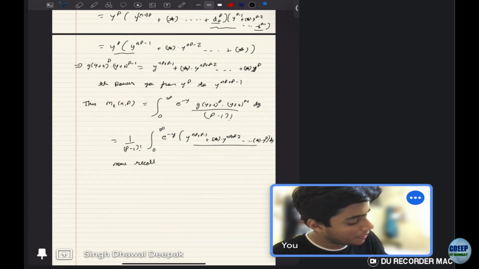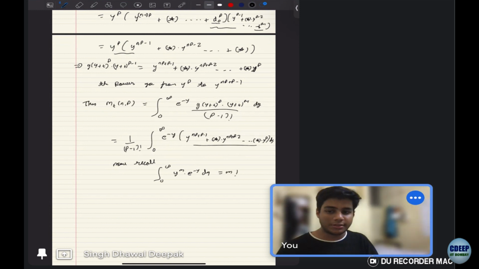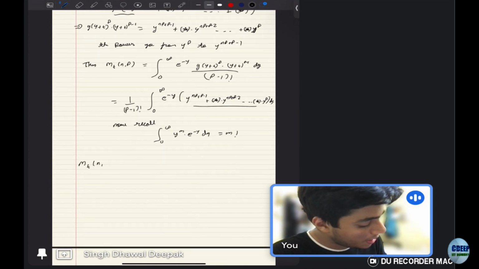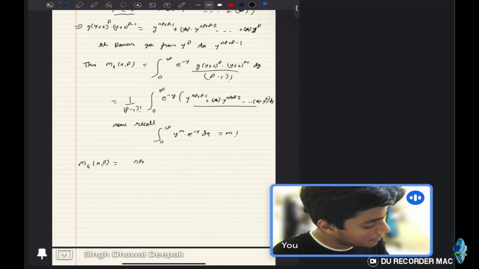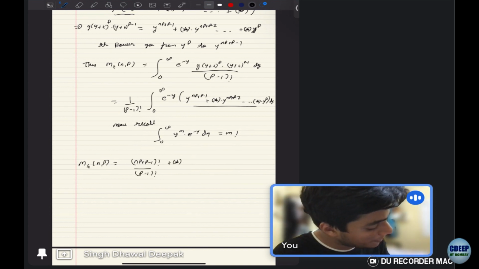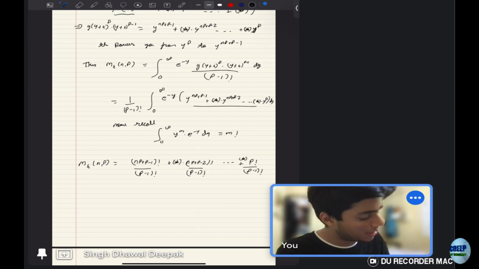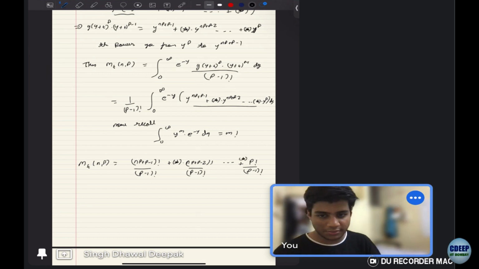So now recall the integral from 0 to infinity of y^m e^(-y) dy is again m!. And so what we get is M_t(np) will be (np+p-1)! divided by (p-1)!, plus star times (np+p-2)! divided by (p-1)!, all the way up to p! divided by (p-1)!. Of course, there's a star coefficient here, which is an integer.